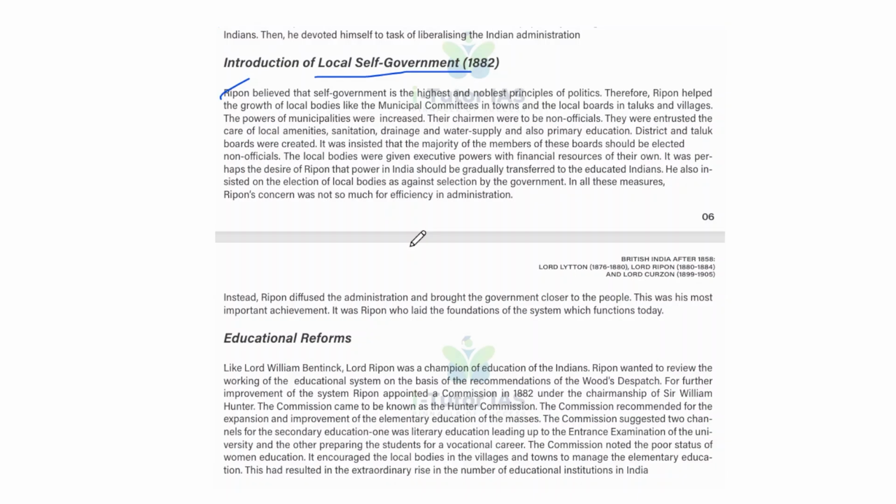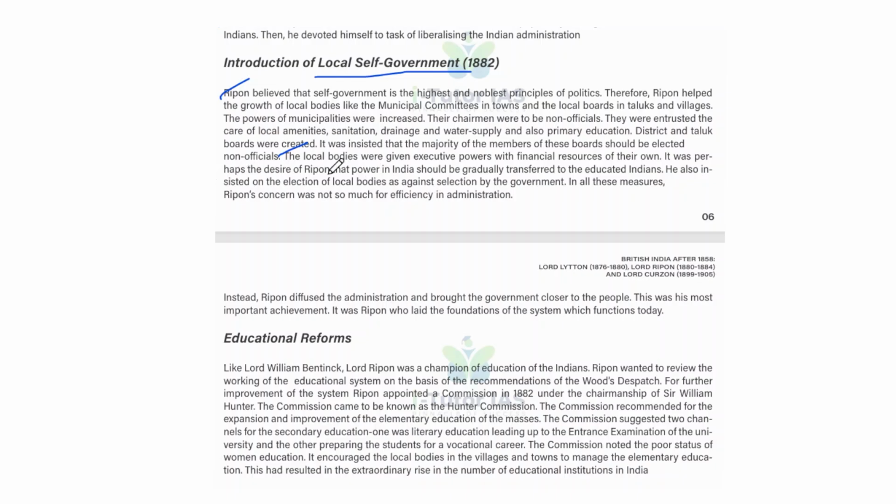So their chairmen were to be non-officials. They were interested in the care of local amenities, sanitation, drainage and water supply, and also primary education. And district and taluk boards were created. It was insisted that the majority of the members of these boards should be elected non-officials, and the local bodies were given executive power with financial resources of their own.